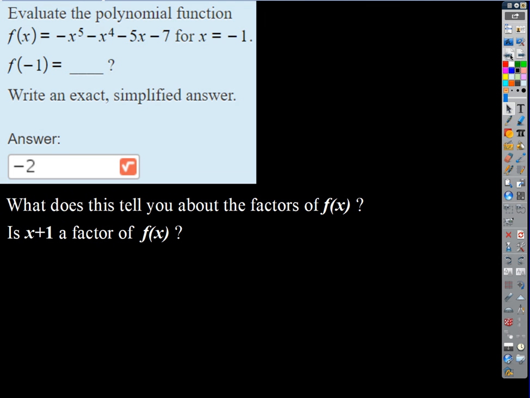Right? So I asked the question again. Is x plus 1 a factor of this big polynomial, f of x? No. It's not. How do you know? Because there's a remainder. Yeah, because there's a remainder, right?